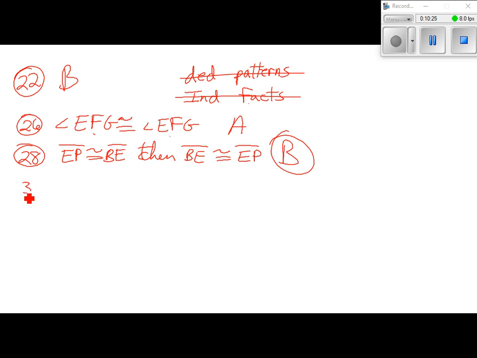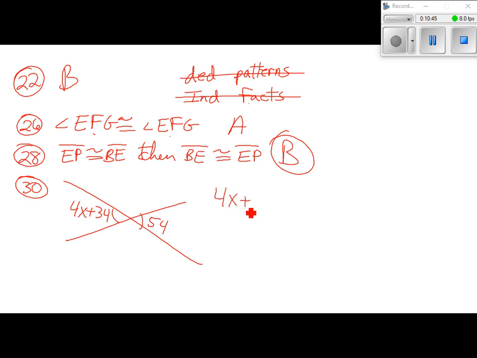Problem 30 looks something like this. They tell us this is 4x plus 34, and this angle over here is 54. Those two angles are vertical angles, so they have to be congruent. So 4x plus 34 has to equal 54. We subtract 34 on both sides, we get 4x equals 20. Divide by 4 on both sides, you get x equals 5. And all they wanted you to do was find x, so the answer to that one is C.